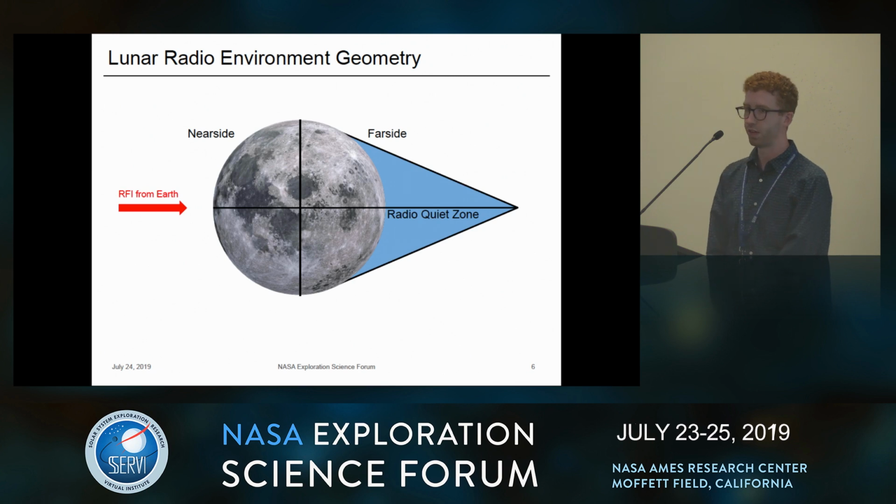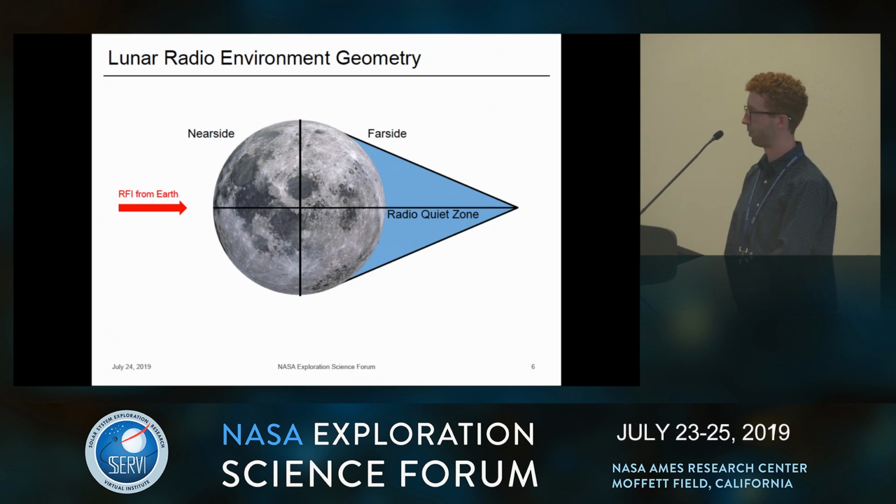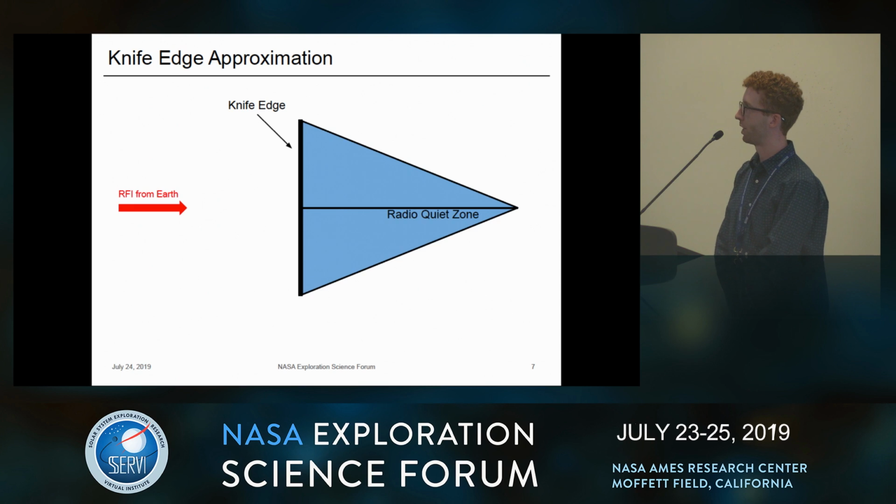So unfortunately, this problem of diffraction around a spherical object in the near field does not have an analytic solution, so we really need to turn to some sort of approximation first to try and get an idea of how much attenuation there should be. So the most simple approximation we can make is just simply saying that there's a knife edge or a straight edge at the location of the moon and see how much diffraction there is around this edge.